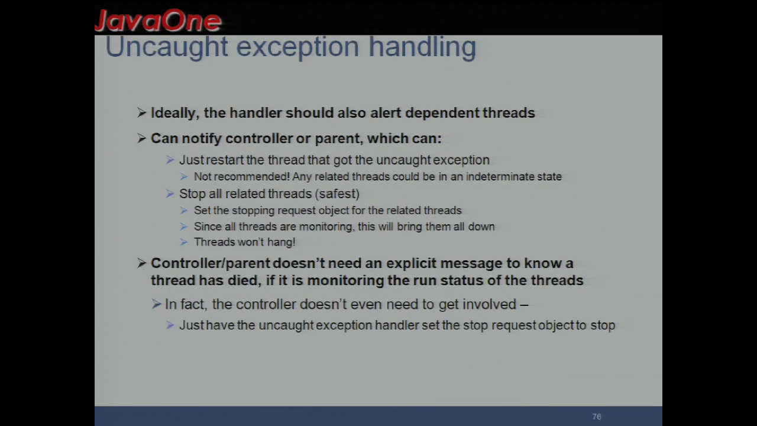So ideally the handler should also delete any dependent threads. You could have your handler alert the controller, which could restart that thread, but that's not recommended because with any related threads, you don't know what state they're in. So the best thing to do, the safest thing, is just bring down all the related threads. And to do that, you don't actually have to have a controller, or if you do have one, you don't have to get involved. If you've got the stop request object, when an uncaught exception happens, the uncaught exception handler sets it to stop, an abort stop, and then all of the related threads go down, and you don't have any hanging.